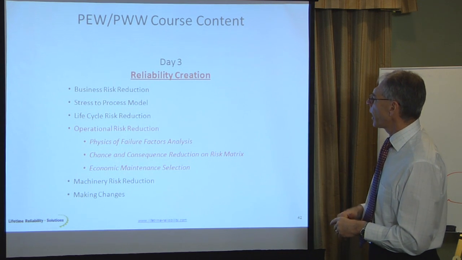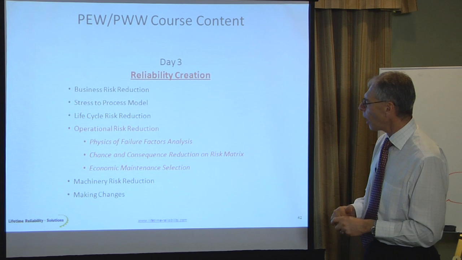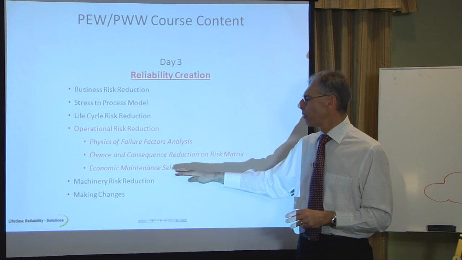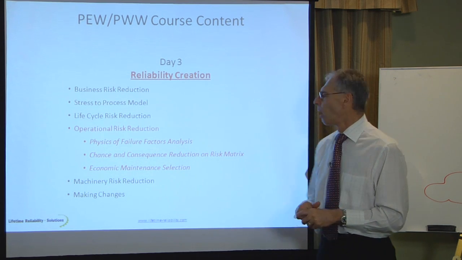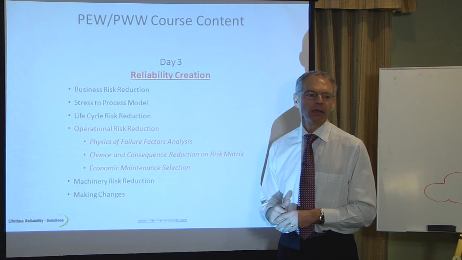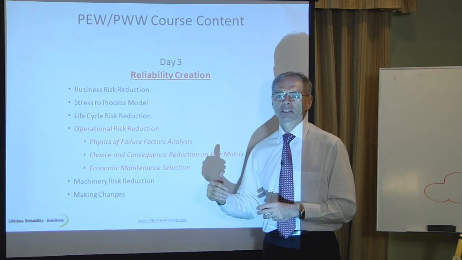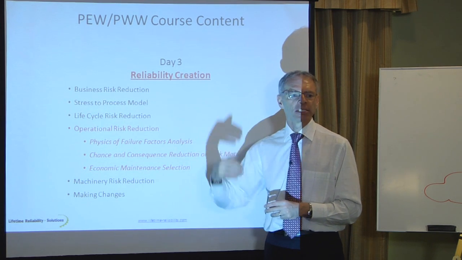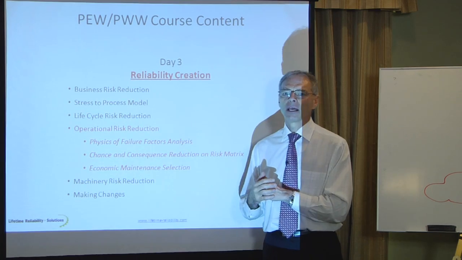So I'm going to touch on again factors of physics of failure, chance and consequence reduction, and the big one, the one that most companies don't do well enough, is economic maintenance selection. I don't mind having breakdowns if it's the cheapest thing to do. So maintenance is an economic choice. The dollars drive the maintenance selection. And anything else than that approach is more expense than you need to spend.